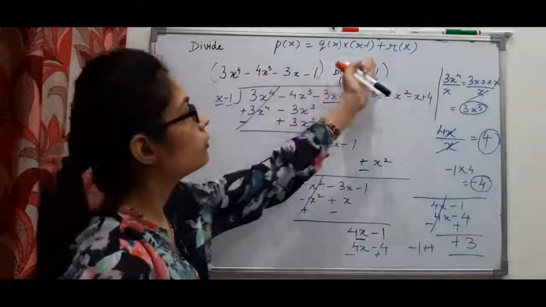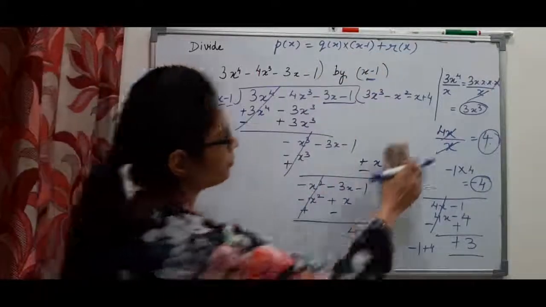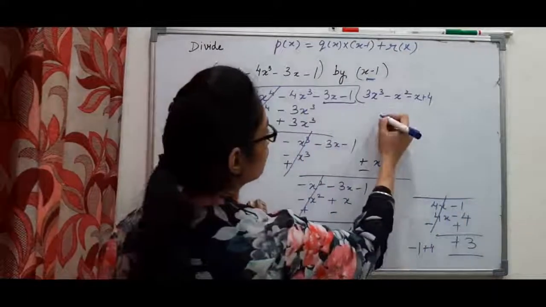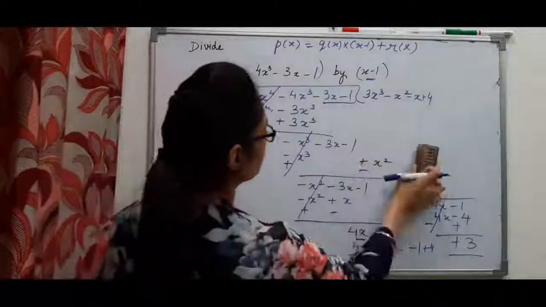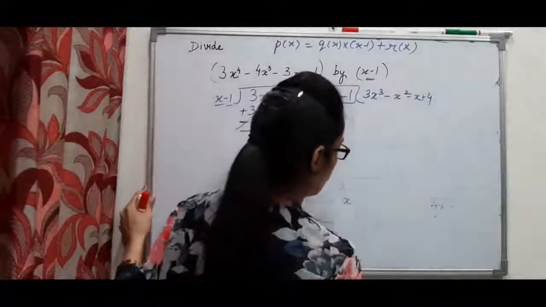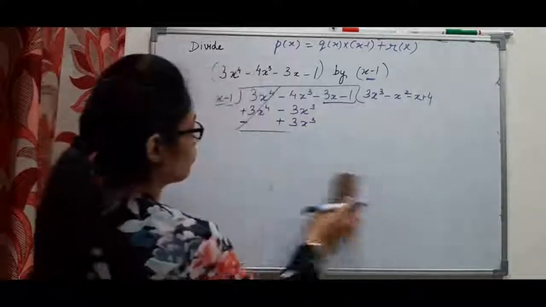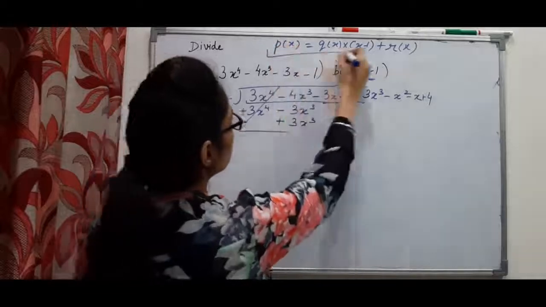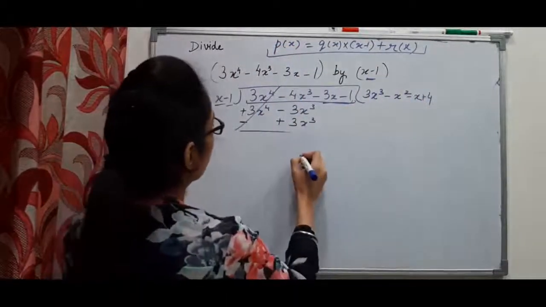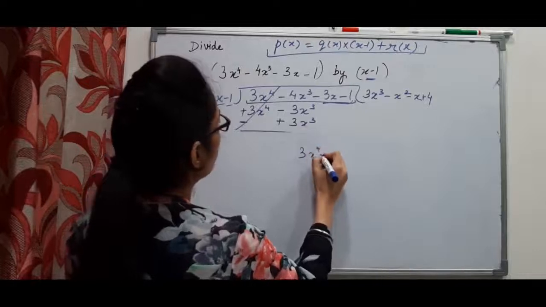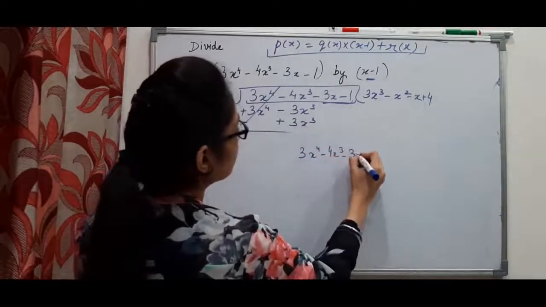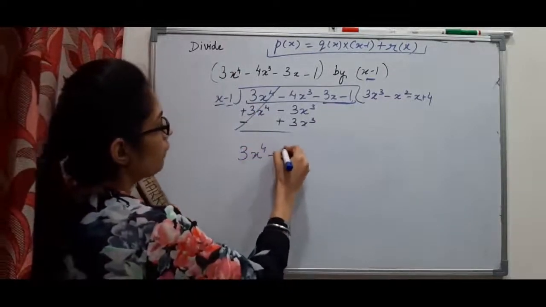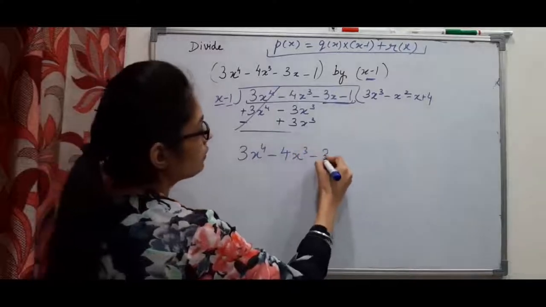Now we have to write in this form. So let's write it down. So here your p(x), I will write all the values. So p(x), it is this polynomial which is given to us. So in this I am filling all the values. 3x to the power 4 minus 4x cube minus 3x minus 1.